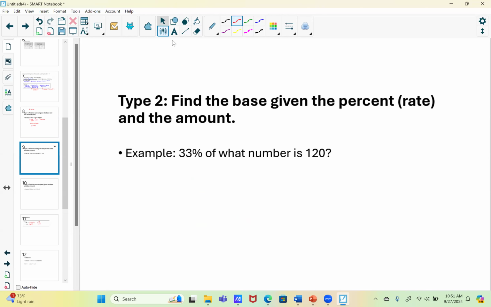The second type is we're trying to find the base given the percent and the amount. So it looks something like this, where it says 33% of what number is 120. So again, 33% is my R, the percentage is always my R, but again, we always have to change it out of percent form by either moving the decimal to the left or dividing by 100, which gives us 0.33.